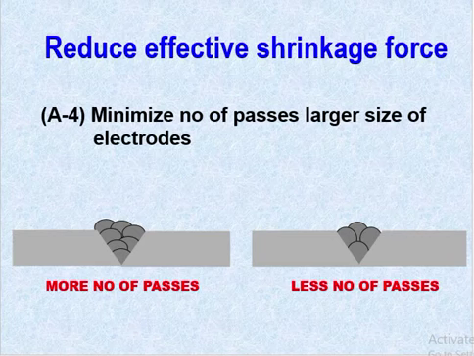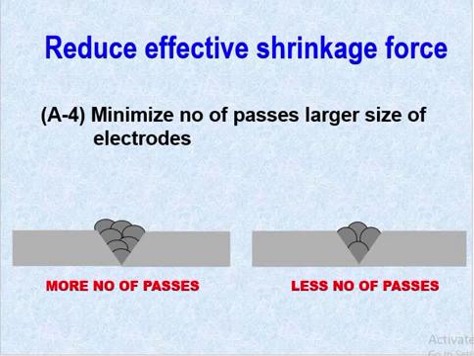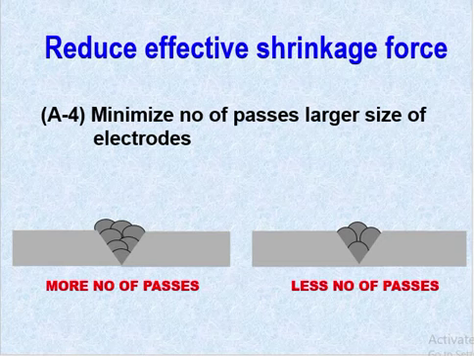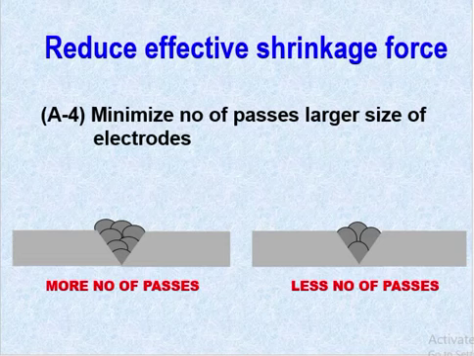You see, reduce the effective shrinkage force. Use the minimum number of passes, with a larger size of electrode. So if you use a larger electrode, maybe 40 mm, the passes will be fewer. Then distortion will occur less, because if you do more passes, more heat input will occur and the distortion will happen again. If it is maybe 2 mm welding, then a larger number of passes will be required. Fewer passes means a larger size of electrode.